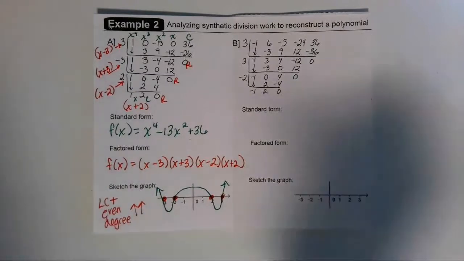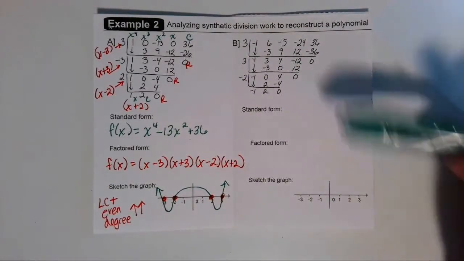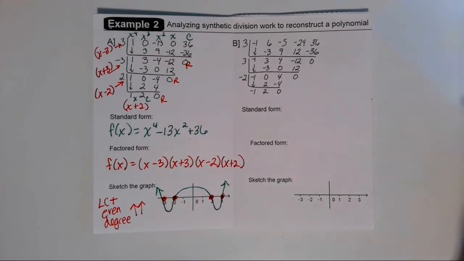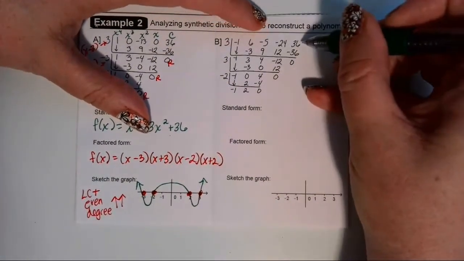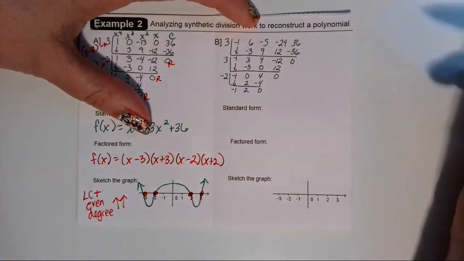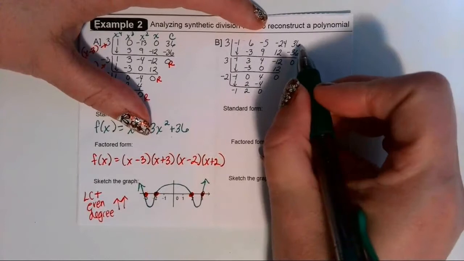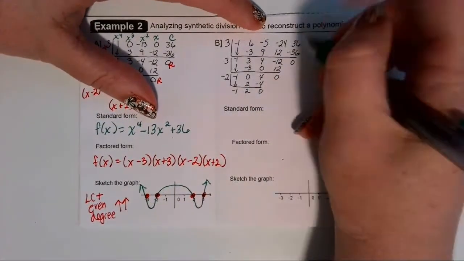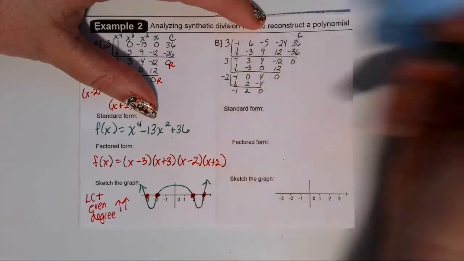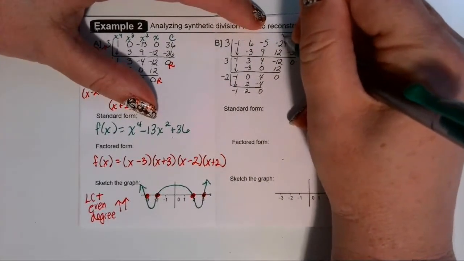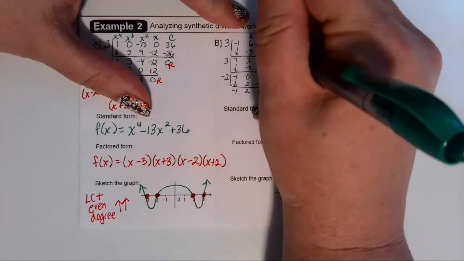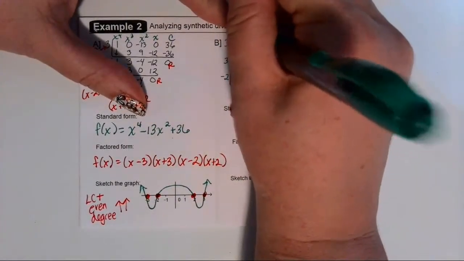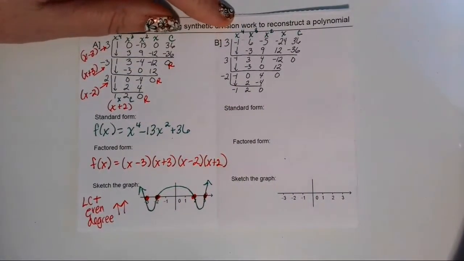So go ahead and pause the video, try B on your own, and then when you're ready, you can turn it back on and we'll go over B together. Okay, so now we're going to go over example B in the notes. And remember, the first row in the synthetic division is the standard form of the original dividend, and it always ends with the constant. Then our linear term, followed by the squared term, and the cubic term, and then our first term would be x to the fourth.